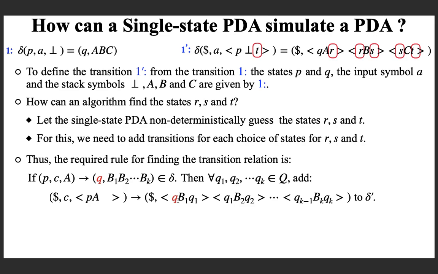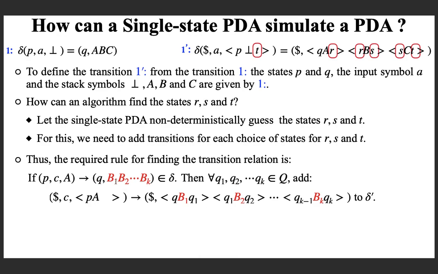and the first state in the first triple is defined by the state in the RHS, that is fixed. And you don't know about all these states Q1, Q2, etc., Qk. That you have to non-deterministically guess. So you have to add transition for every possible values of Q1, Q2, etc., Qk. It can be any state.